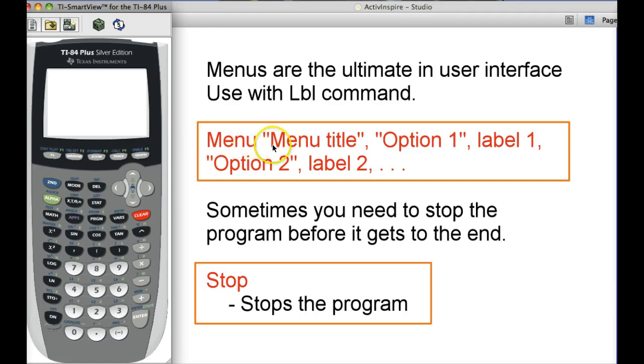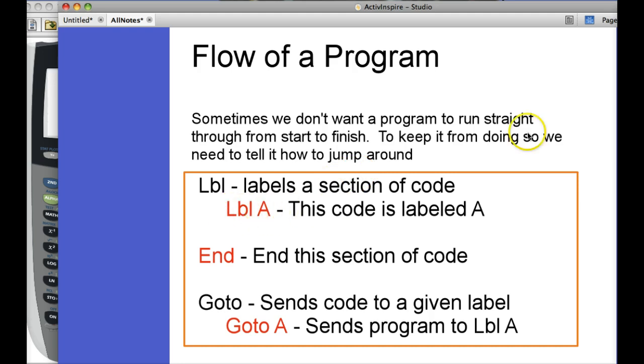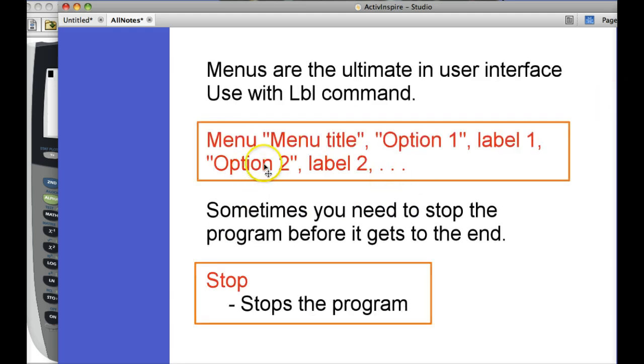So you have menu. The first entry is a string, the title of the menu. The second entry under menu is the first option, option 1, and then the label for option 1 that corresponds to the label you're going to give it here. And then option 2, label 2, and so on, as many as you want to do. I imagine that there's a limit, but I've never practically approached that limit. And if you want to stop the program before you get to the end of a program, you can use stop. I like to use the stop button from time to time.